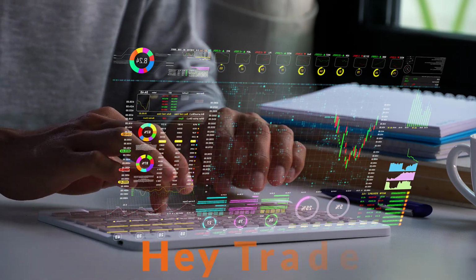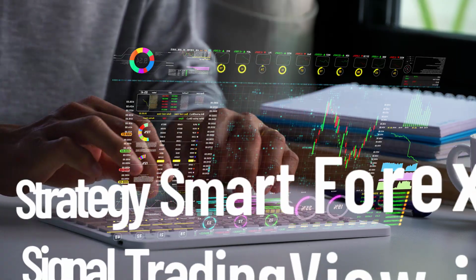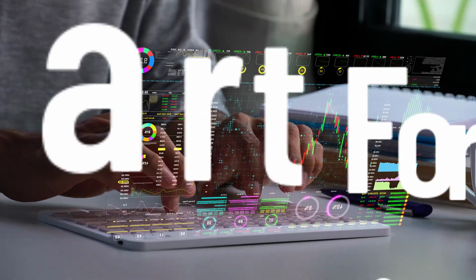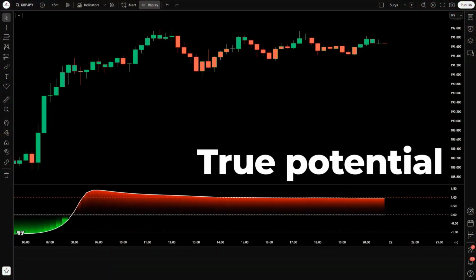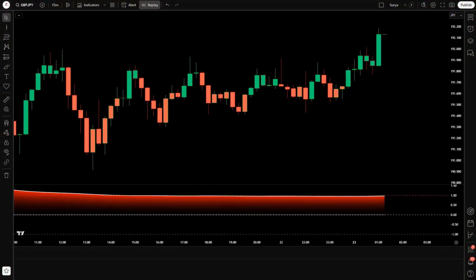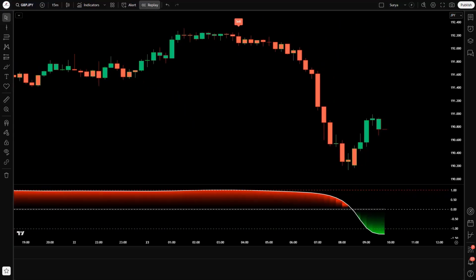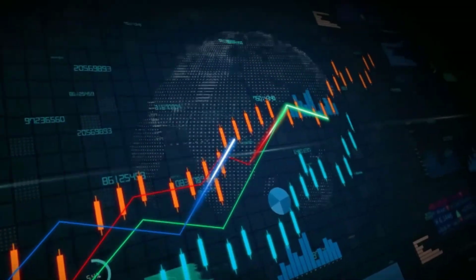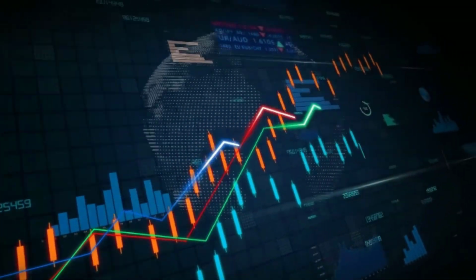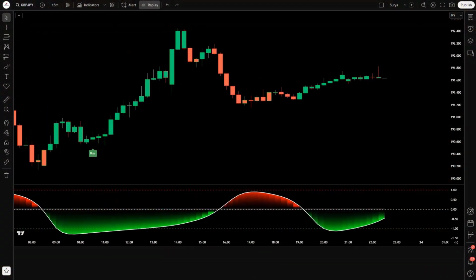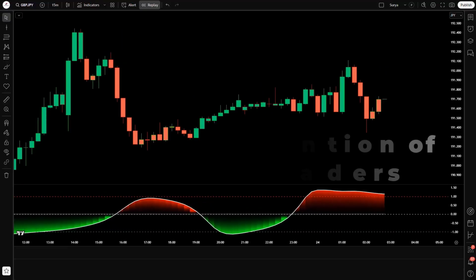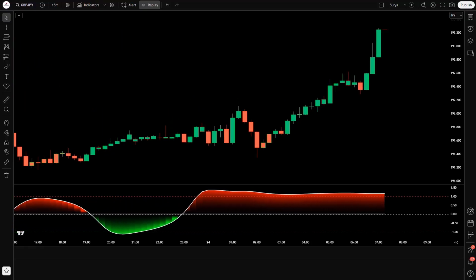Hey traders, today I dive into the Strategy Smart Forex buy sell signal TradingView indicator and put it to the test. Can I uncover its true potential and explain what it can really do? Smart Forex buy sell signal is a technical analysis tool used to identify market trends and predict future price fluctuations. It is a powerful indicator that deserves the attention of traders of all levels.